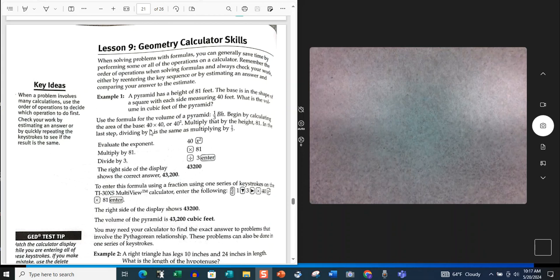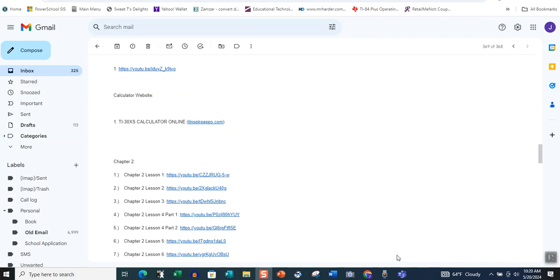Begin by calculating the area of the base, which is 40 times 40, which is 40 squared. Multiply that by the height, 81, and in the last step, dividing by 3 is the same as multiplying by 1/3. Now, they want you to put this in a TI-30 calculator. So I'm going to go over that with you right now.